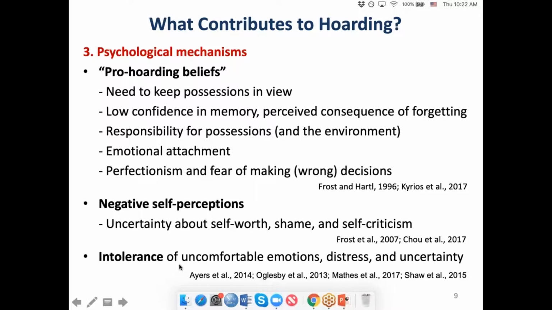And it's very closely related to the lack of capacity to tolerate uncertainty and uncomfortable challenges.